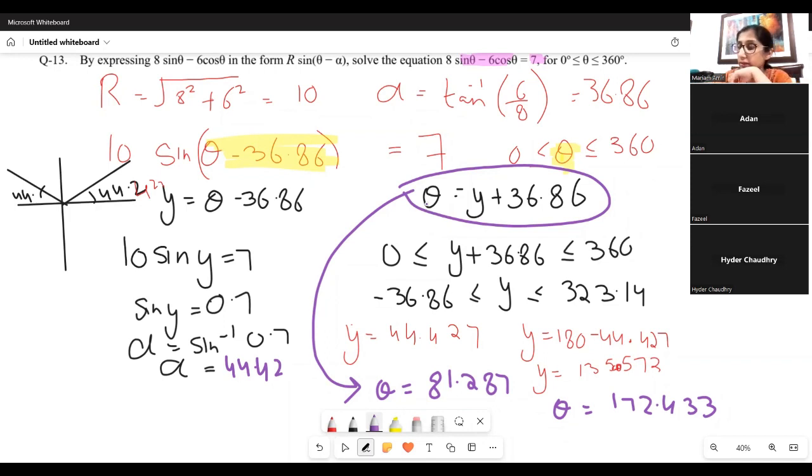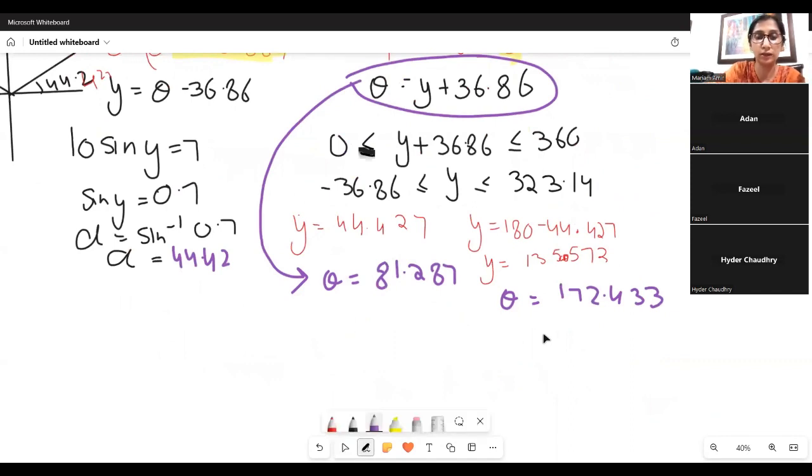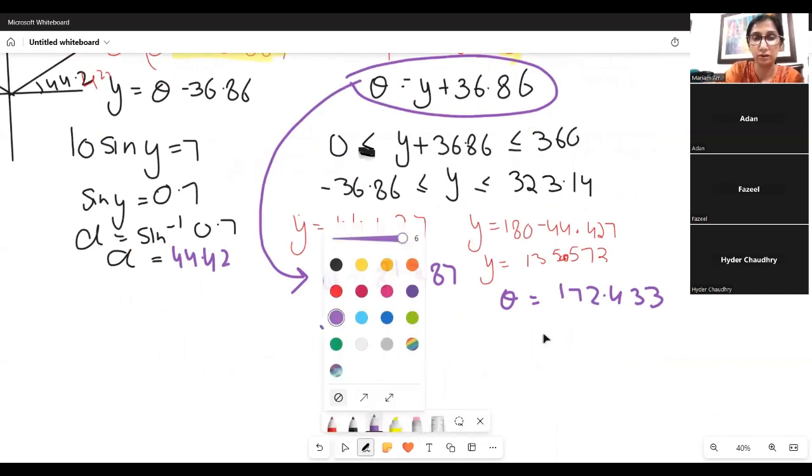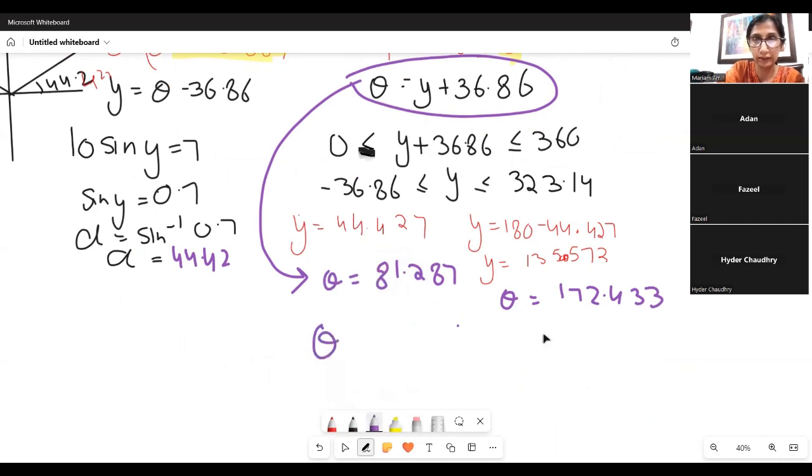Something has gone wrong, these are not the answers at the end. What has gone wrong? 44.4 is correct, and 135.5 is also correct. Okay, it's right, sorry, both answers are fine. So theta is correct to 1 decimal place: 81.3, and the other one is 172.4. These are the two answers of theta.